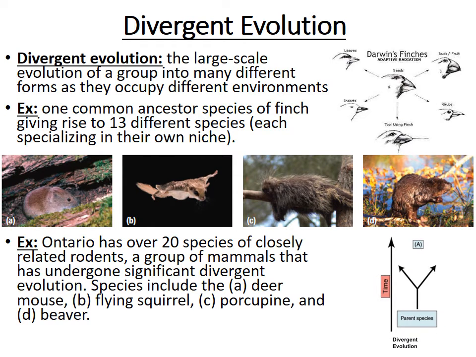So the first type of evolution or pattern of evolution that we'll discuss is something called divergent evolution. Divergent evolution is when you have a common ancestor and then a bunch of different species arise from that common ancestor, and they look different from each other because they live in different environments. So you can see over here in Ontario, there's 20 species of closely related rodents, and they look very different from each other because they are in different environments. So that is an example of divergent evolution, where things that are related to each other start to move away from each other over time.